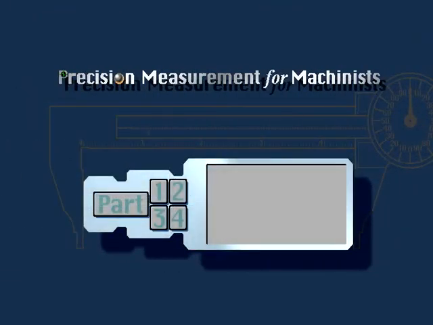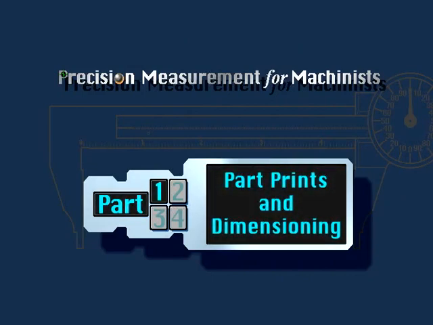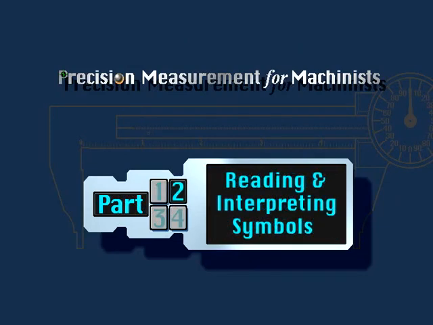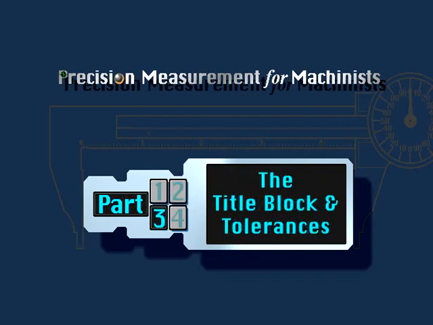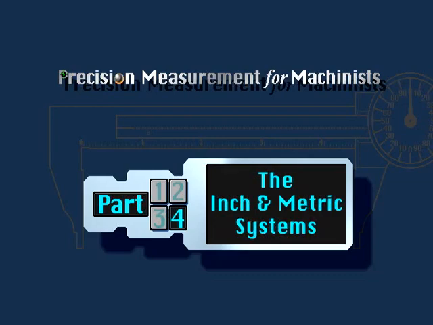There will be 4 parts to this lesson. In Part 1, you will learn about part prints and understanding dimension information. Part 2 introduces and explains symbols that appear on a print. Part 3 explains the title block and tolerances. And Part 4 introduces the 2 common systems of measurement.